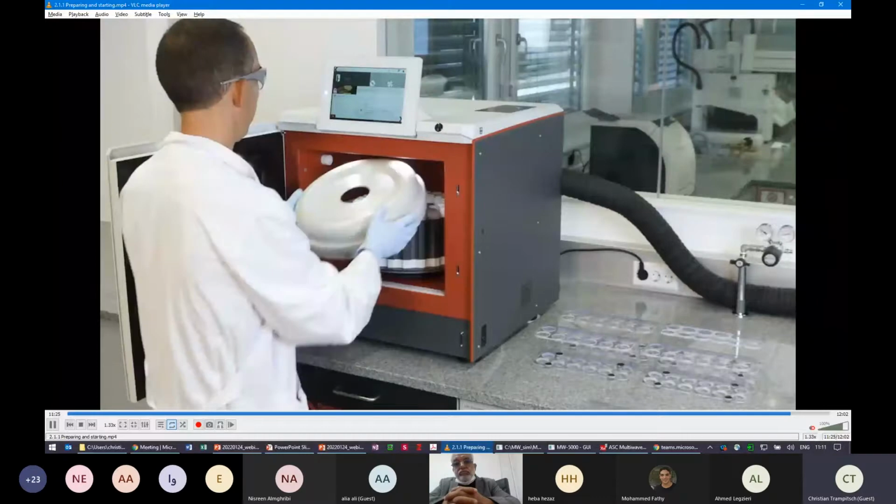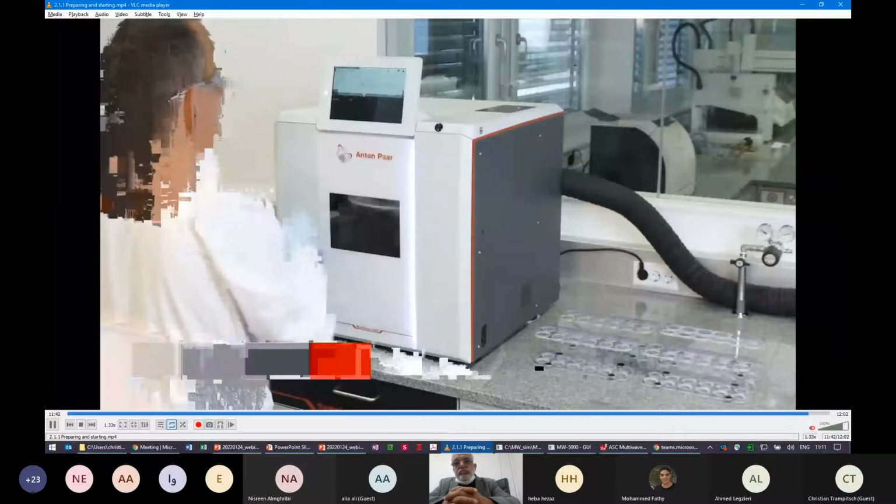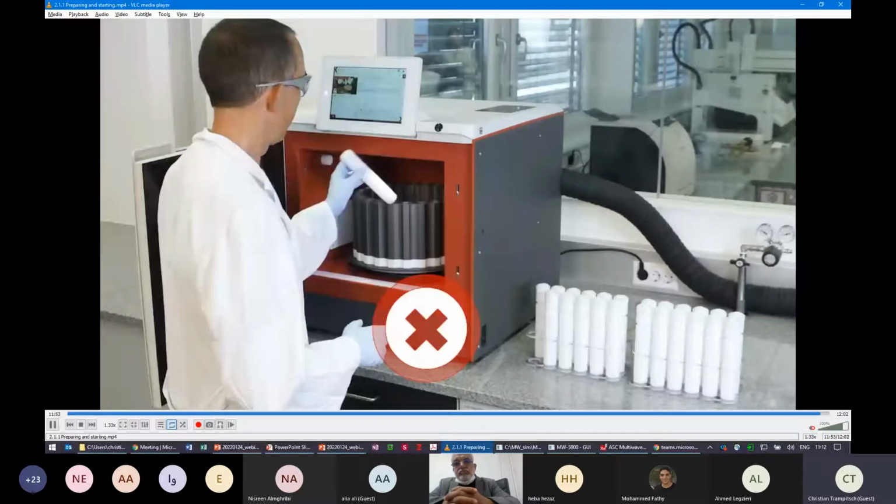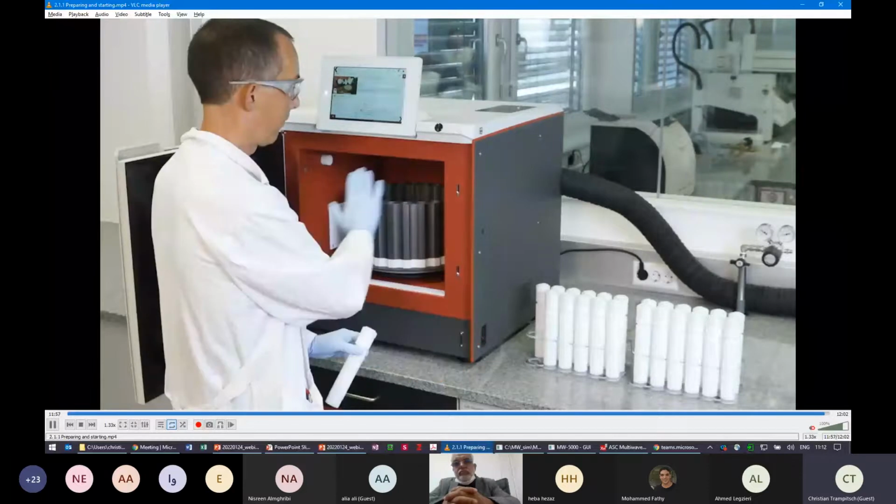Okay, I think we can skip that. With the 80 milliliter vessels, this is not working. We have to fill them, of course, in the fume hood.